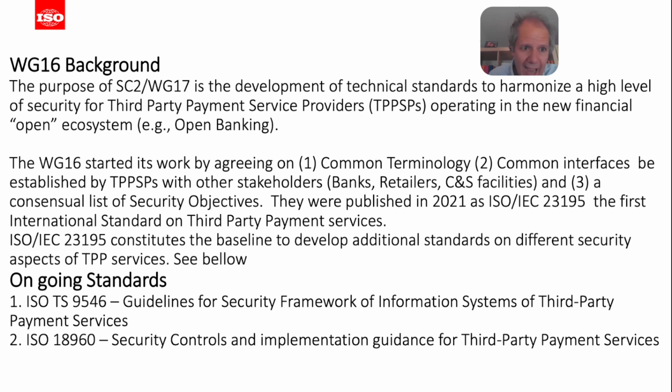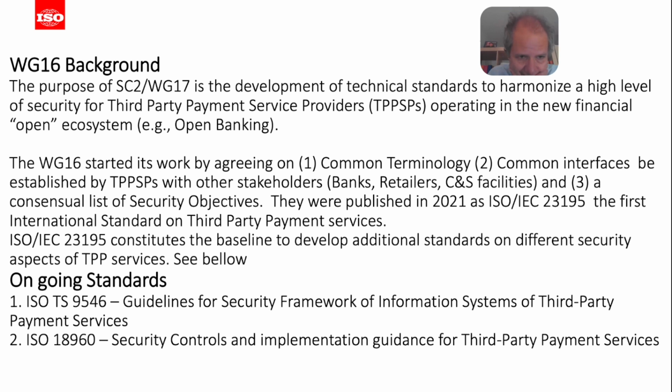And then there is a second new work item that has been approved recently. We are already working on a working draft, which is really more internal. It's about security internal controls, practices, and processes that enable or harmonize the third-party payment services to really comply again with the objectives set out in the first standard. So if I can summarize, the guidelines for security framework is about how the TPP makes certain that the interfaces with the other partners are secure, and the security controls and implementation guidance is about internal processes of the third-party payment provider itself.